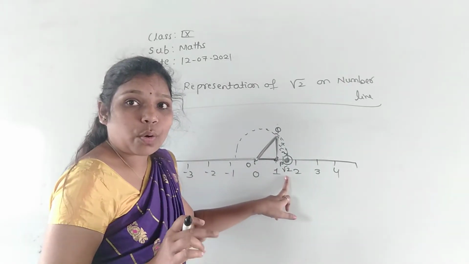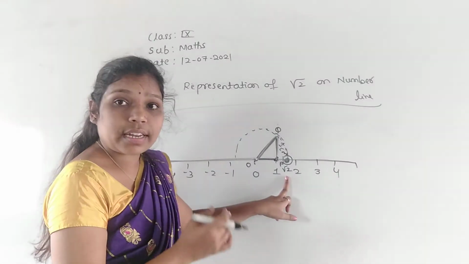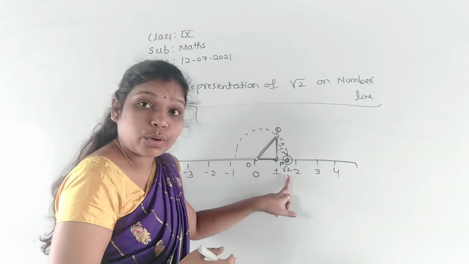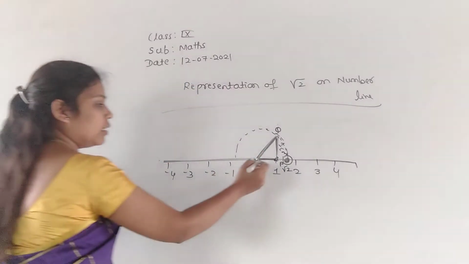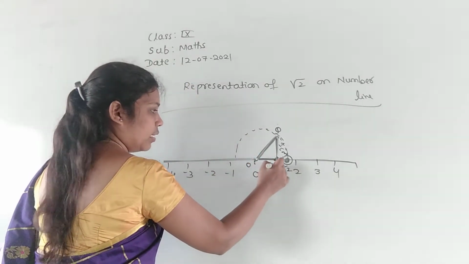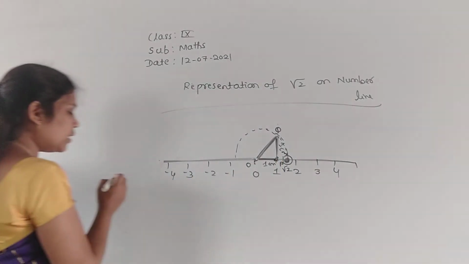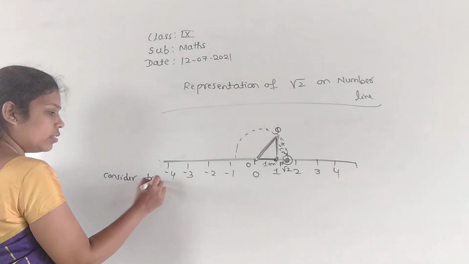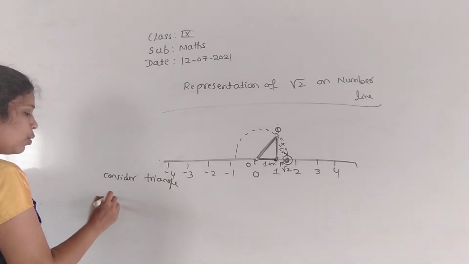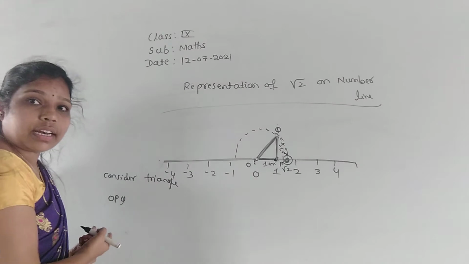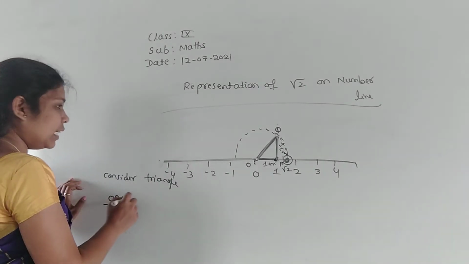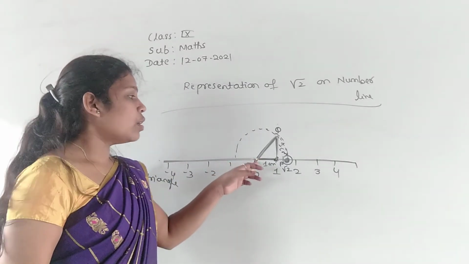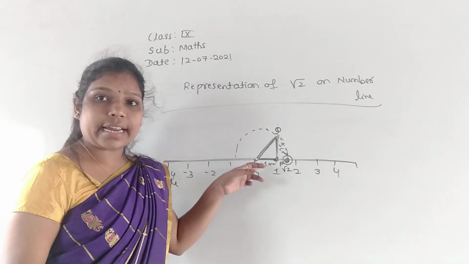Is everyone understanding how to locate the irrational numbers on a number line? Okay, see here, this point is called the root 2. How? See here, 1 centimeter is there, right? So consider the triangle OPQ. In that, this will be a right angle triangle, right? Exactly, it is a right angle. OPQ is there means it is a right angle triangle.